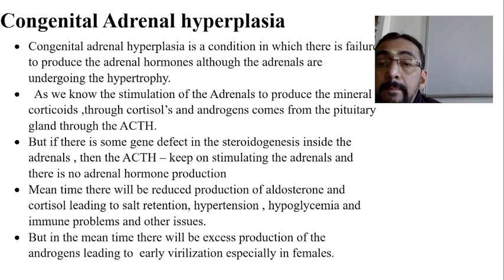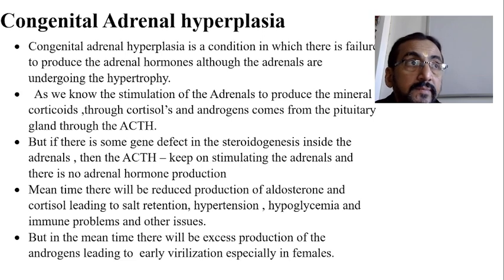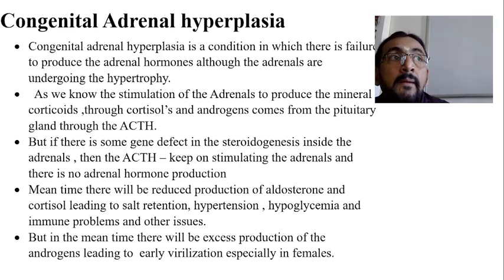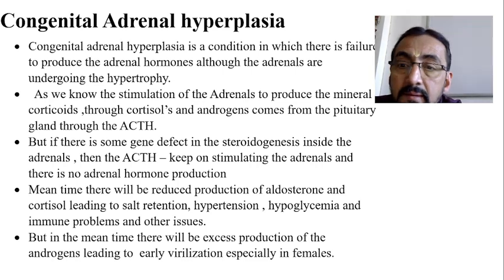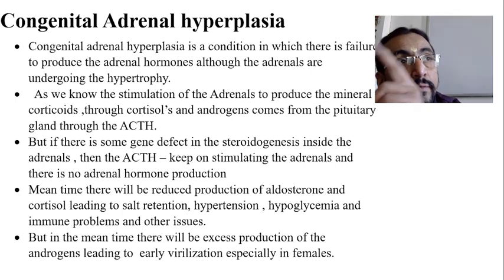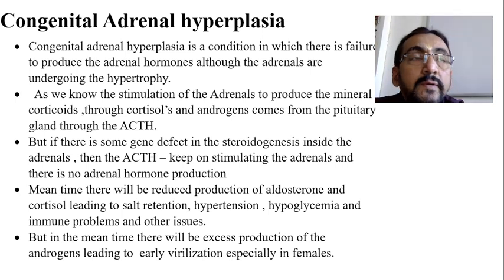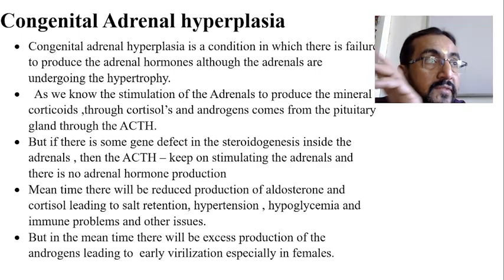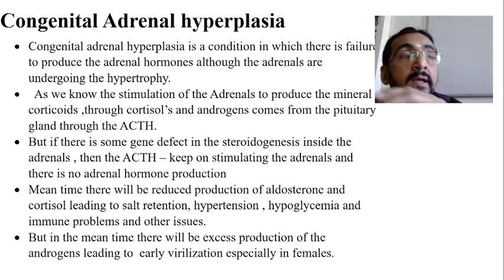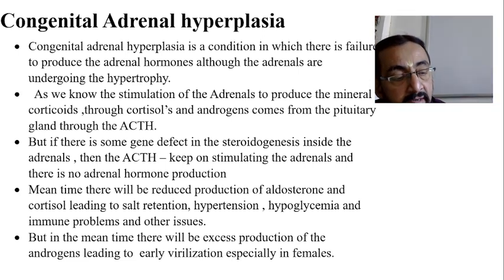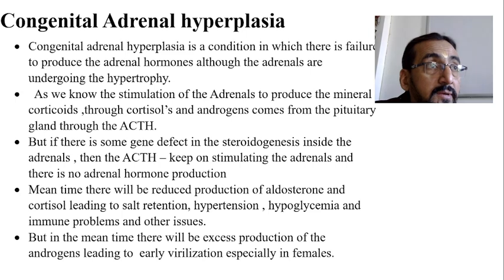And similarly, when cortisol is not produced properly, it leads to so many other issues, such as hypoglycemia and some other immune problems. But there is one thing which is happening. The first two hormones are not properly produced because the adrenal gland is not showing any response to the ACTH, so the production of the first two hormones will get totally disturbed and so many complications start.